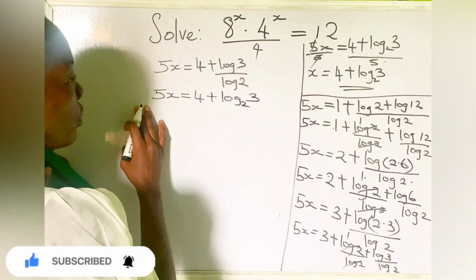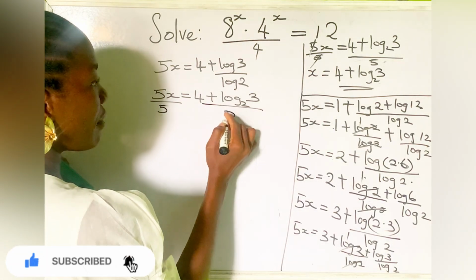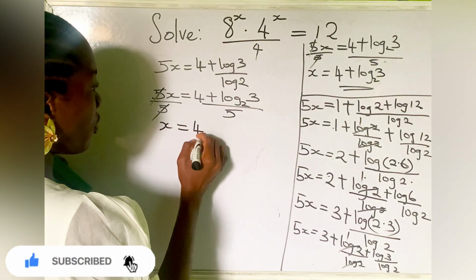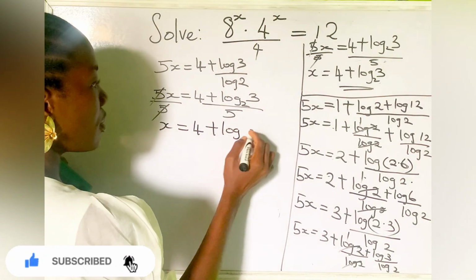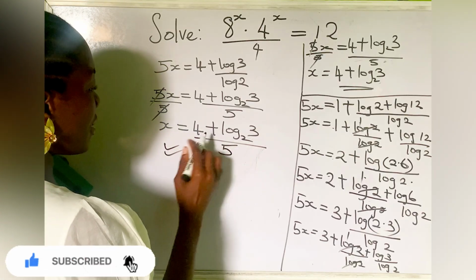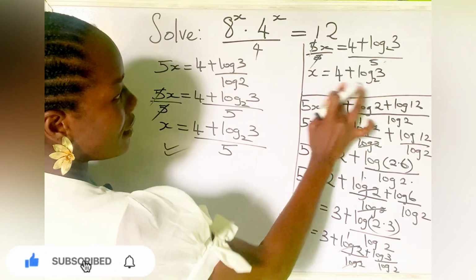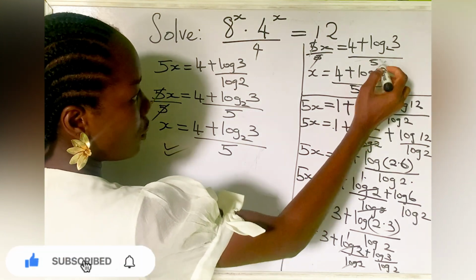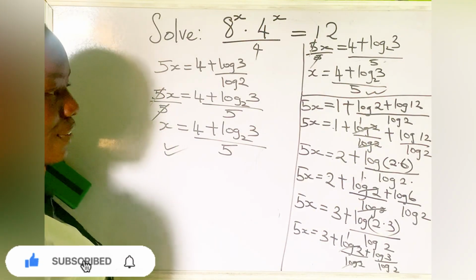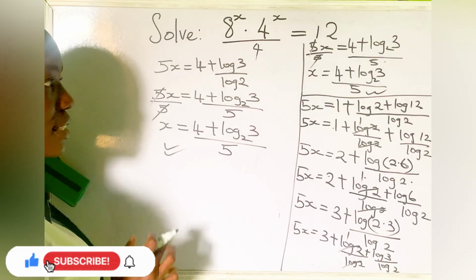Okay, now let's divide both sides by 5. Divide here by 5. Divide here by 5. 5 here, 5. So x is equal to 4 plus log 3 base 2 over 5. Now, this is our answer for x using the second method. This is over 5 because we have 5. But this is our answer using the first method. All right, so let's check and see if this answer that we got as the value of x is correct.